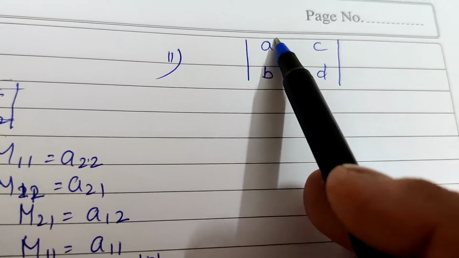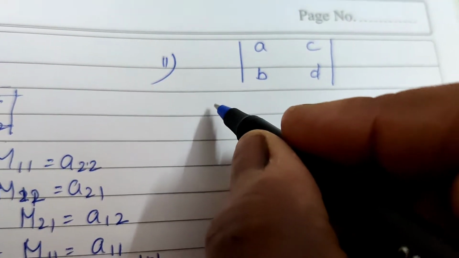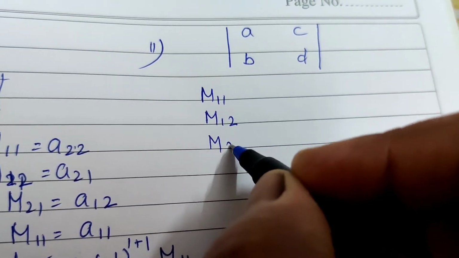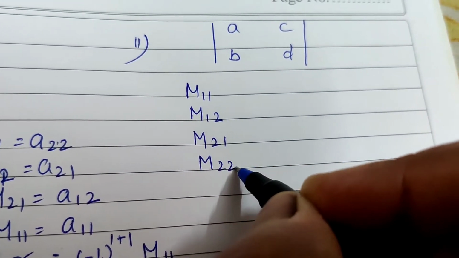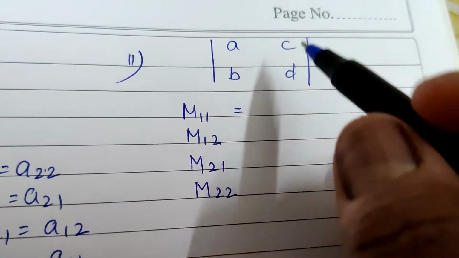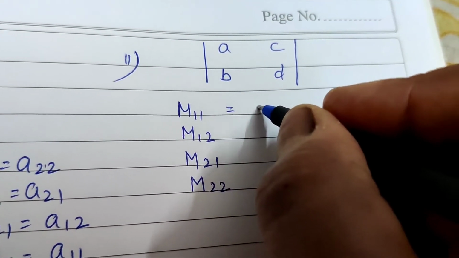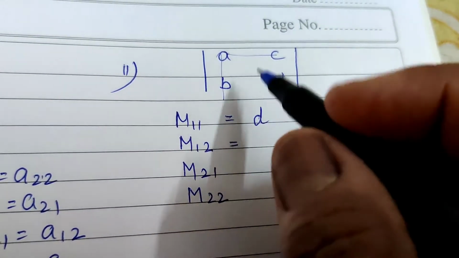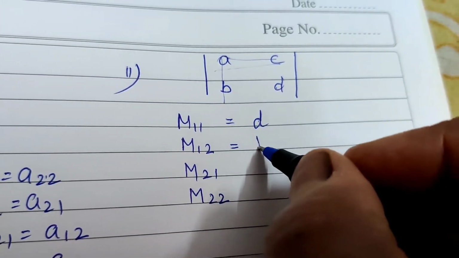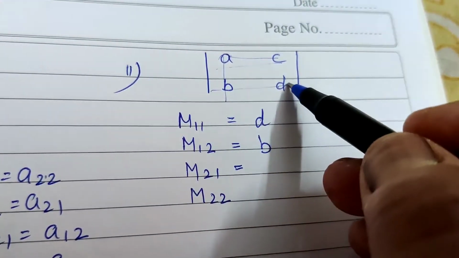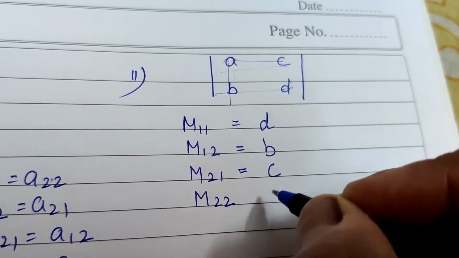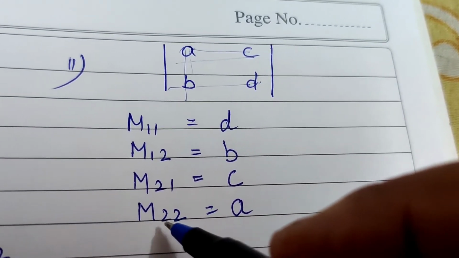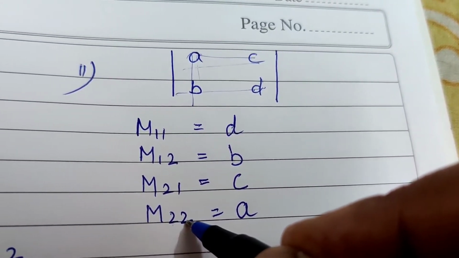This is a determinant A, B, C, D. Now the minors M11, M12, M21 and M22. First we have to write the minor. M11 means D: first row, first column eliminate, it is D. M12: first row, second column, it is C. M21: second row, first column, it is B. And M22 is A. Just eliminate the ith row and jth column.